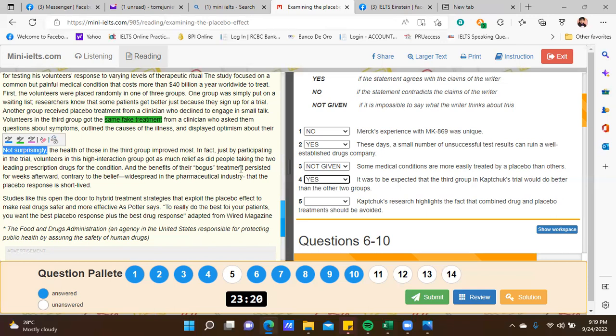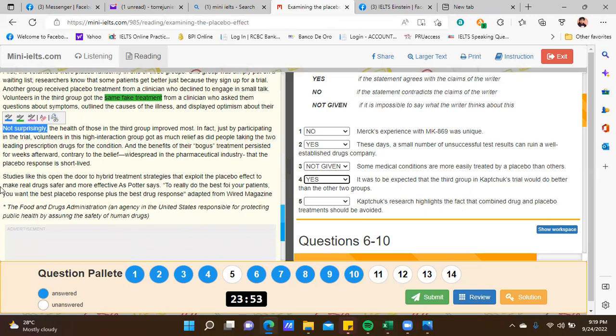And the benefits of their bogus treatment persisted for weeks afterward, contrary to the belief widespread in the pharmaceutical industry that the placebo response is short-lived. Kaptchuk's research highlights the fact that combined drug and placebo treatments should be avoided.